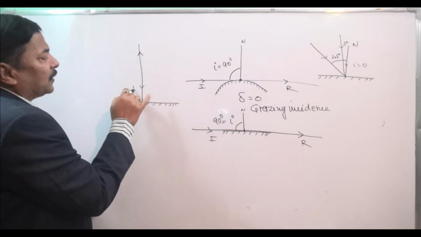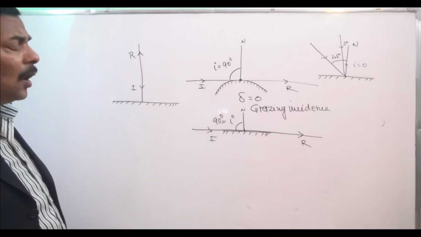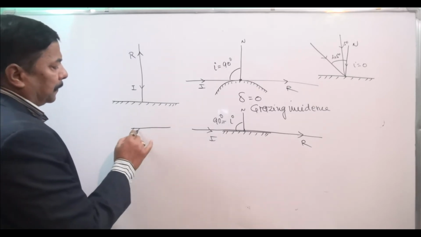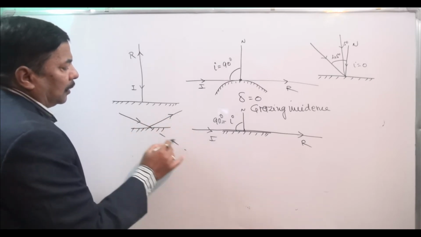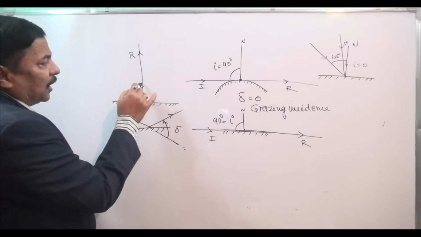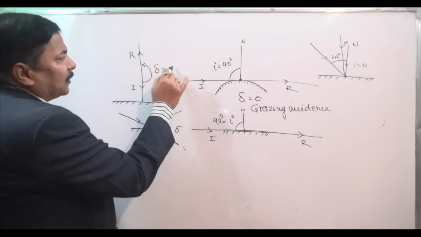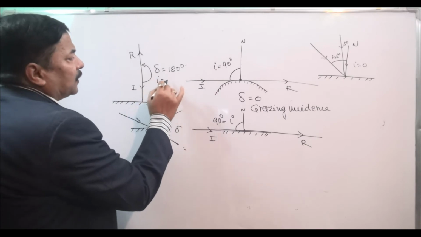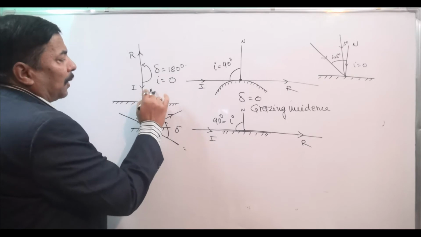This is the incident ray, this is the reflected ray. And what do we call the direction from incident ray to reflected ray? You might be remembering: this is your deviation. So from the incident ray direction to the reflected ray direction, this is your deviation, delta, and that equals 180 degrees. And what is the angle of incidence? The angle of incidence is 0 degrees. And what is this called? Its name is normal incidence.